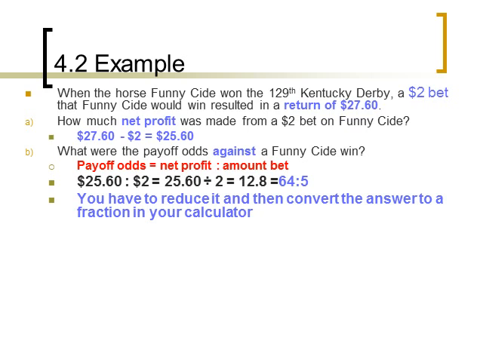What were the payoff odds against a Funnyside win? Payoff odds, remember, by definition, equals net profit to amount bet. Well, we just figured out that the net profit is $25.60, so we have 25.60, and then the amount bet was $2, so 25.60 to 2. Now from here, what I'm doing is looking for a way to reduce this fraction, 25.60 to 2. So my suggestion is to use division first and see what you get. So 25.60 divided by 2 equals 12.8.